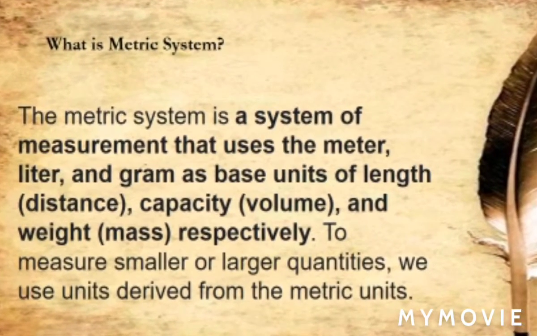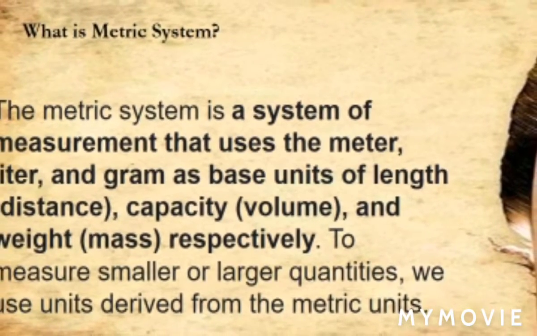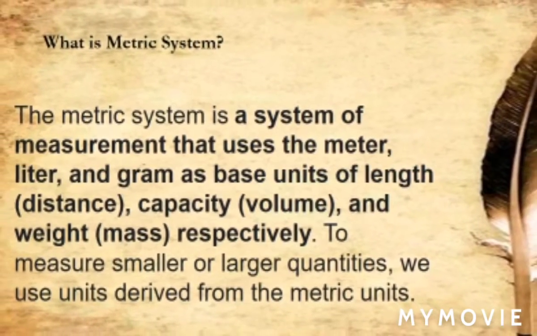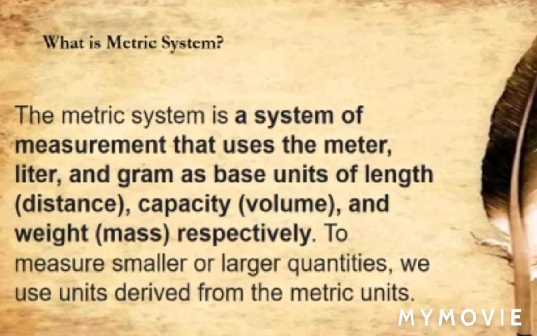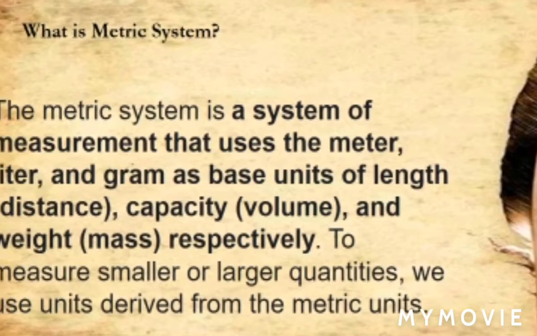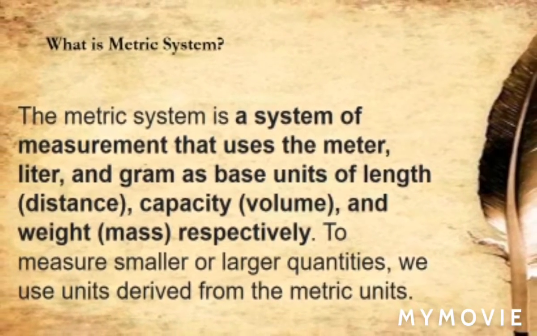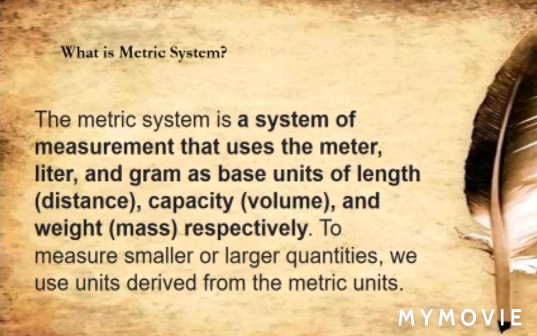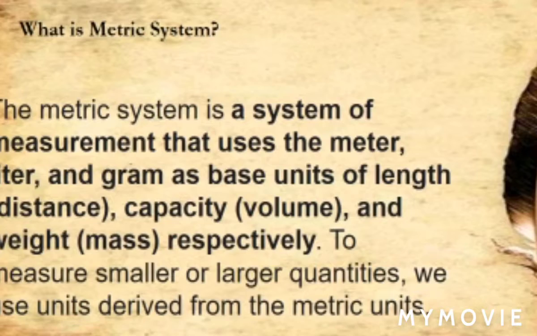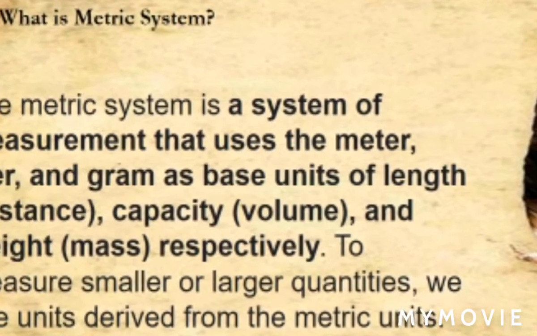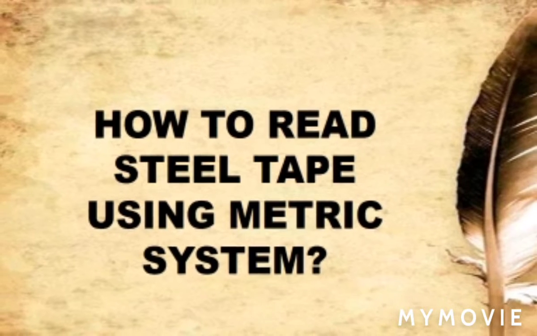What is the metric system? The metric system is a system of measurement that uses the meter, liter, and gram as base units of length, which is distance, capacity, which is volume, and weight, which is mass, respectively. To measure smaller or larger quantities, we use units derived from the metric units. So how to read a steel tape using the metric system?